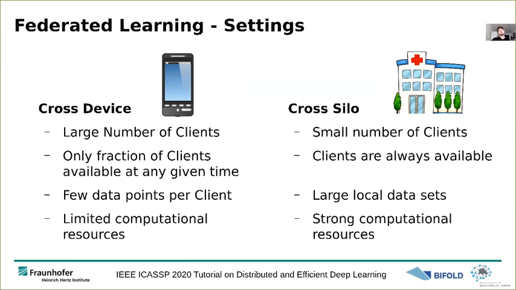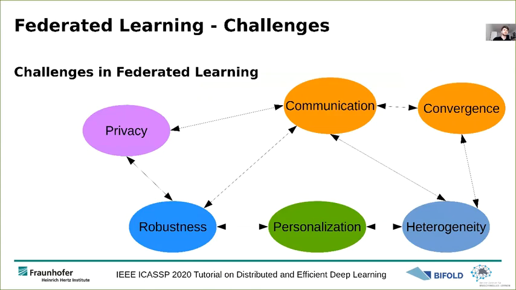So in this setting, there's only a small number of clients. Clients are always available. We have very large local data sets and strong computational resources. So there's already a little bit of two settings that can be applied. But everything that I will talk about today applies to both of these settings.